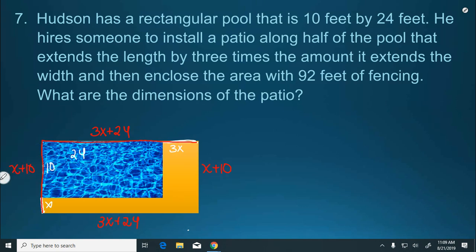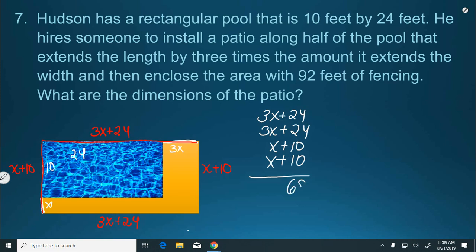So now we have 3x plus 24, 3x plus 24, x plus 10, and x plus 10 again. Add those up, 24 and 24 is 48. 48 and 10 is 58. 58 and 10 is 68. 3x and 3x is 6x, plus 2 more x's makes 8x. So my equation is 8x plus 68 equals 92.